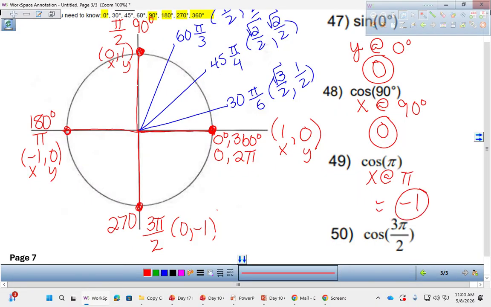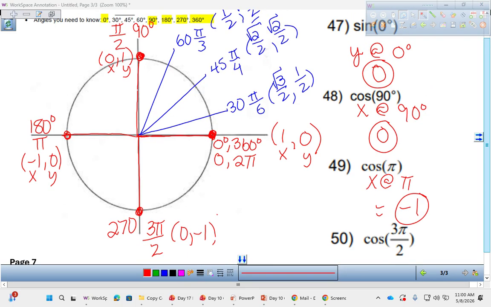I'm lost at 48. Why is that 0 if it's 90? If it's up high. So 90 degrees is right here. Here's the coordinate point. Cosine's the x value, sine is the y value. I'm asking you the cosine. If I asked you the sine, I would say 1. I was mixed up. Got it?